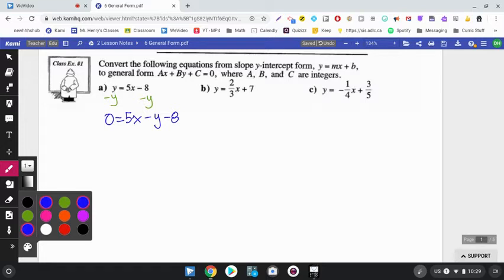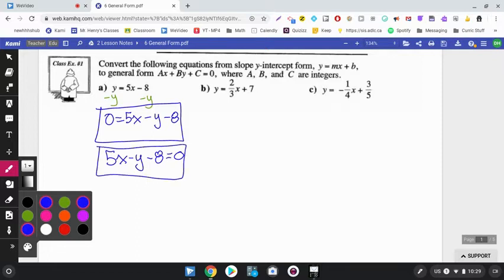And then the last thing I need to make sure is the coefficient in front of x. That one needs to be positive, and it is. It's a positive 5. So I'm done. If you wanted to, equal to 0 could go on either side there, right? I can write this in the opposite order, but it doesn't really matter.